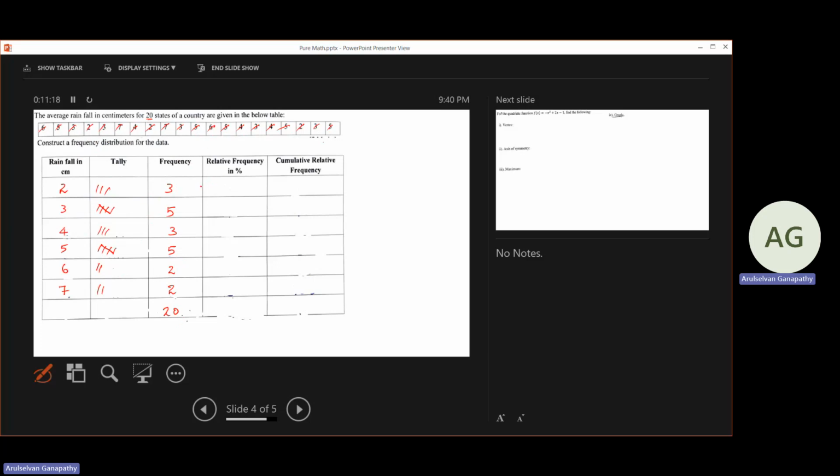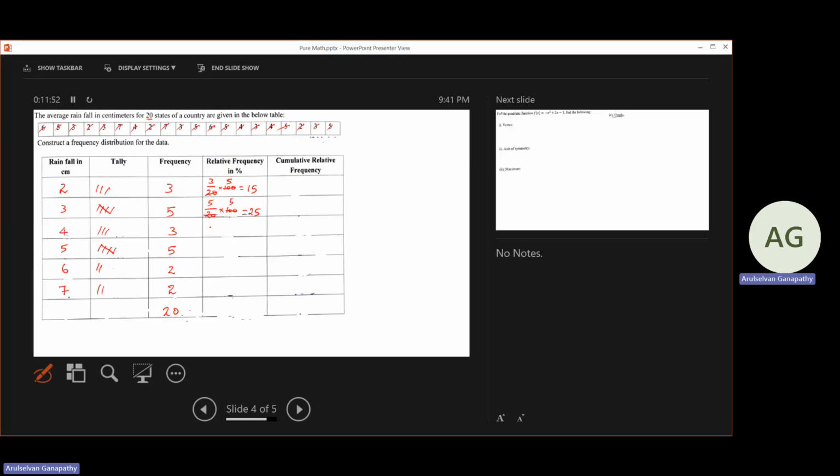Relative frequency. What is that? Relative frequency in percent. 3 out of 20 times 100. So 100, when you cancel 20, 5 times you get. So 3 times 5 is 15. So 15%. Same way, 5 by 20 times 100. So when you cancel this, this is 5 times 5, 25.